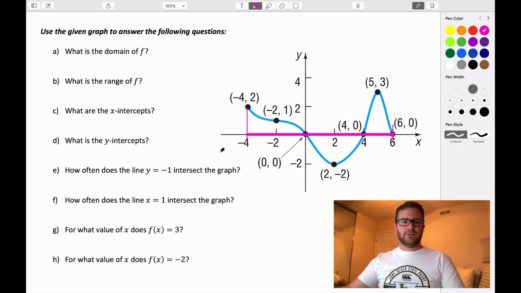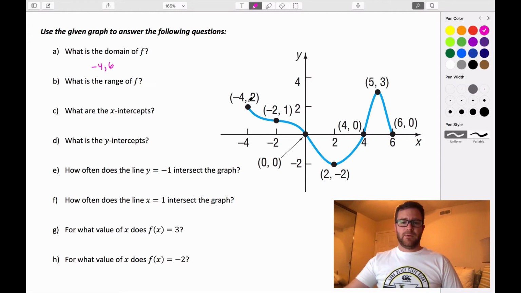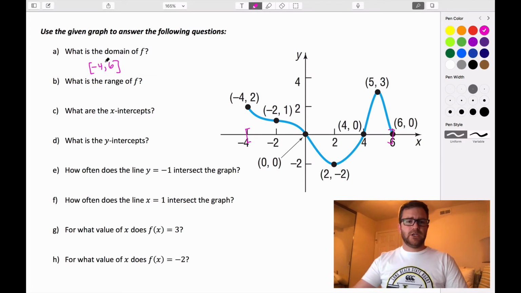So remember, if we wanted to write this in interval notation, it would be from -4 to 6. But now we have to consider the endpoints. So are the endpoints included in the domain? Well, if we take a look at our graph here, we can see that the endpoints are solid dots. They're not open circles. So that means that they are included. So remember, when they are included, that means we use brackets for our endpoints. So we're going to have brackets here for our endpoints. So this is the interval notation for the domain.